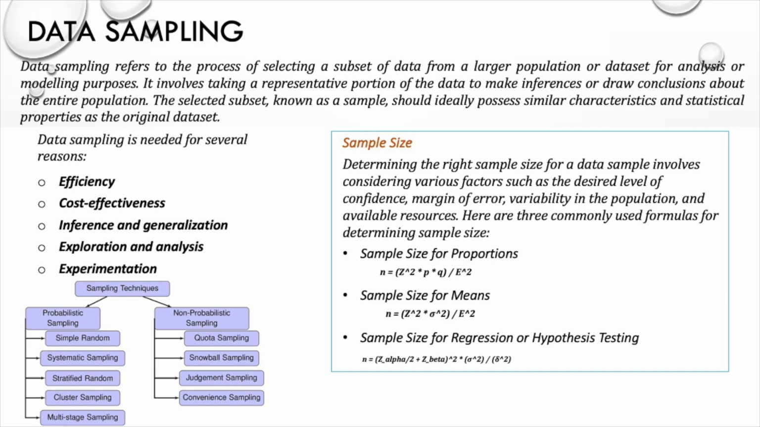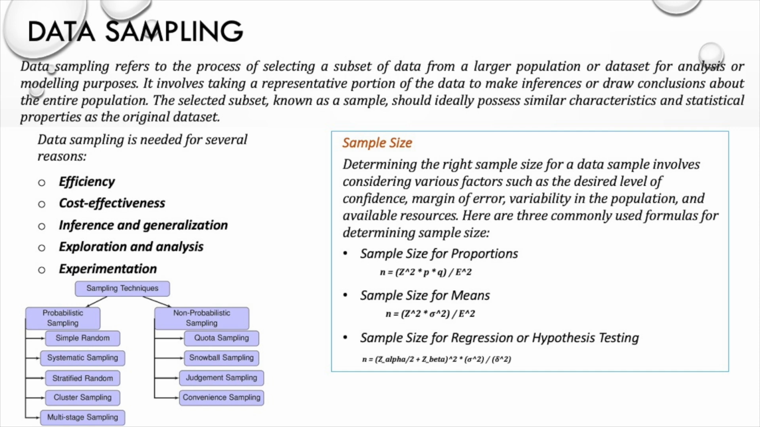Systematic sampling. In systematic sampling, a starting point is randomly selected from the population, and then every nth element is included in the sample. For example, if every 10th element is selected, the first element is randomly chosen, and then every 10th element thereafter is included. This method provides a systematic and straightforward approach to sampling, especially when the population is ordered in some way, such as a list of customers or time series data.